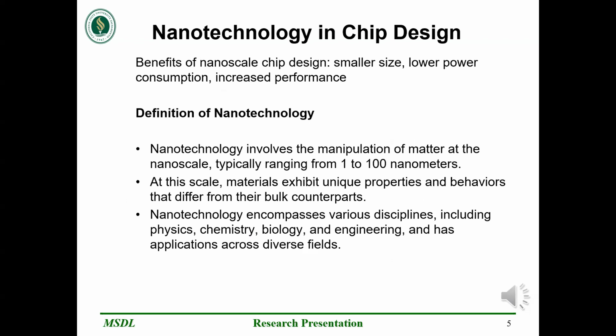Definition of nanotechnology. Nanotechnology involves the manipulation of matter at the nanoscale, typically ranging from 1 to 100 nanometers. At this scale, materials exhibit unique properties and behaviors that differ from their bulk counterparts. Nanotechnology encompasses various disciplines, including physics, chemistry, biology, and engineering, and has applications across diverse fields.